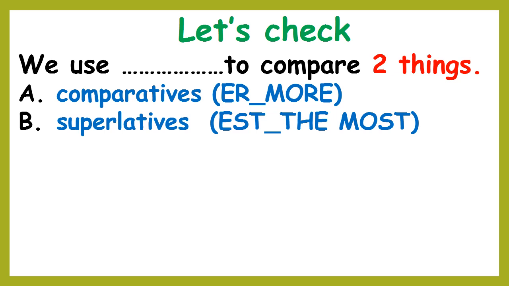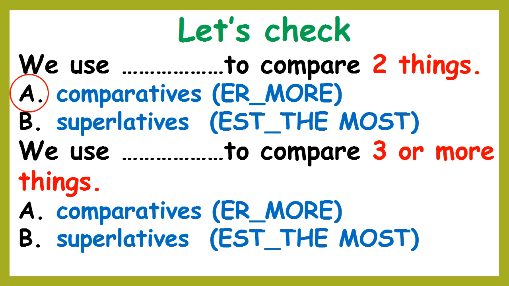Question 1. We use to compare two things. A. Comparative with er and more, and B. Superlative with est and the most. What is your answer? Please write it on the notebook. And the answer for this question is A. We compare two things, we use comparative.